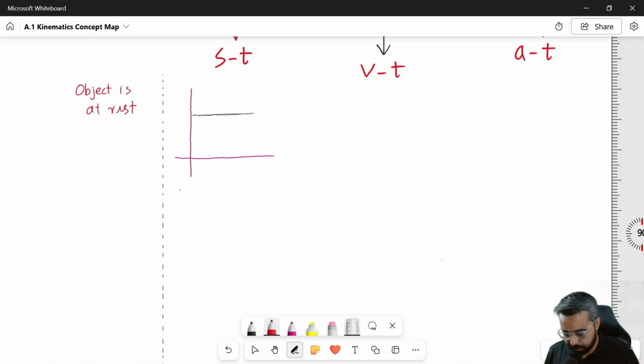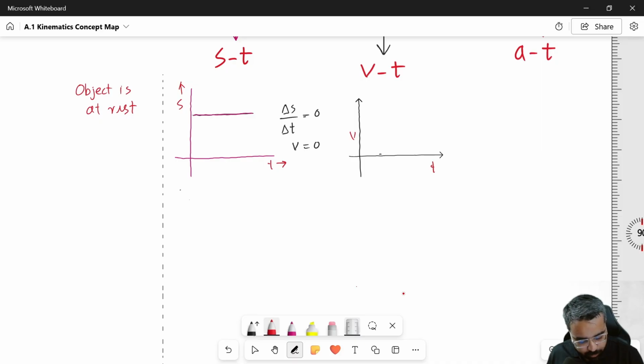Okay, so this is an s-t graph, and you can see why it is like this, because it is a horizontal line and the gradient of this graph, delta s over delta t, is equal to 0. Which means that the velocity is equal to 0. So when we draw the velocity time graph, for the same time, your graph will be like this. And of course, if the velocity is 0, it means there is no acceleration also.